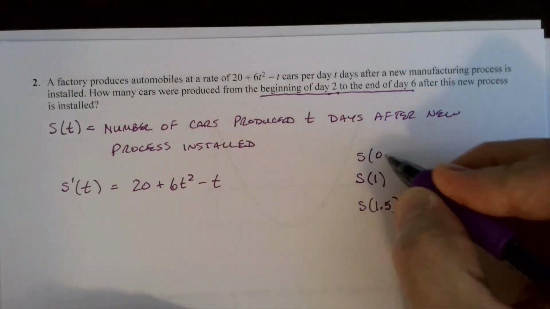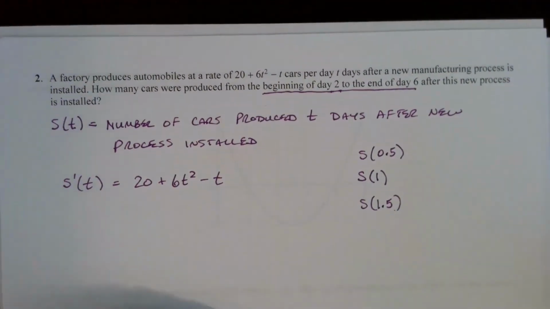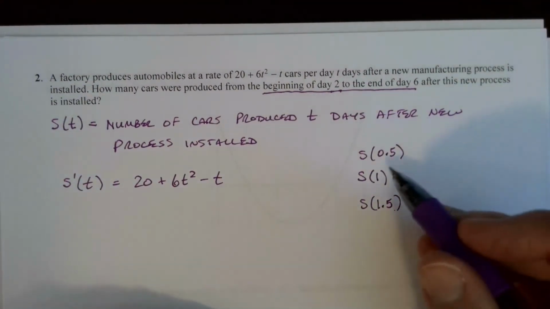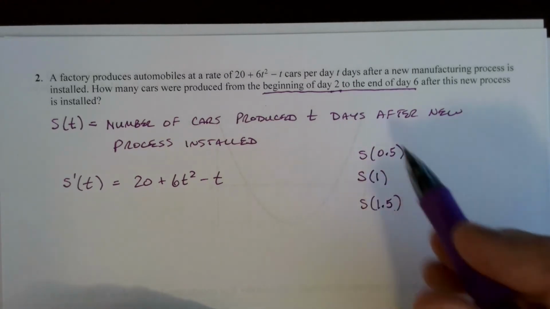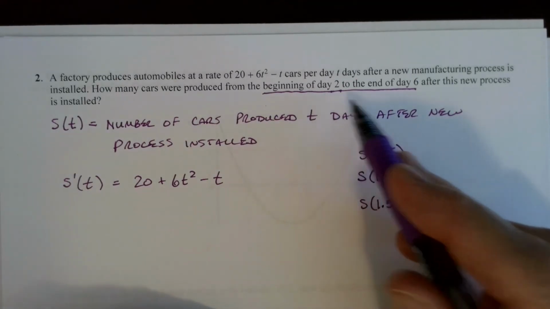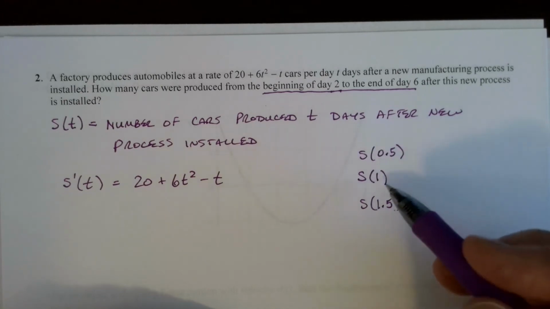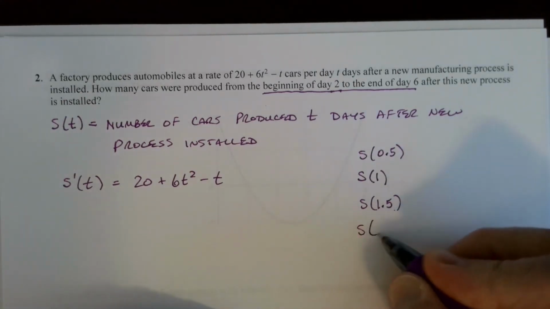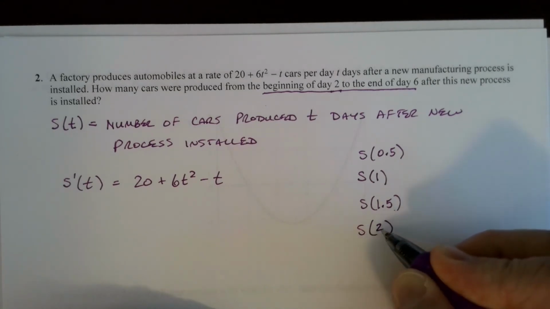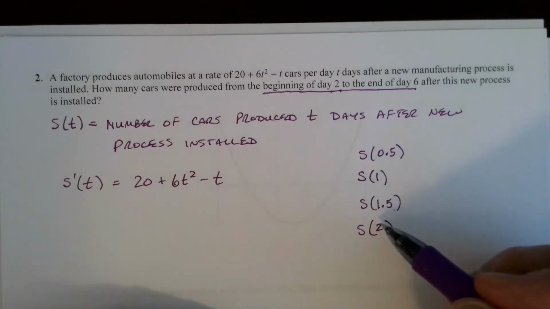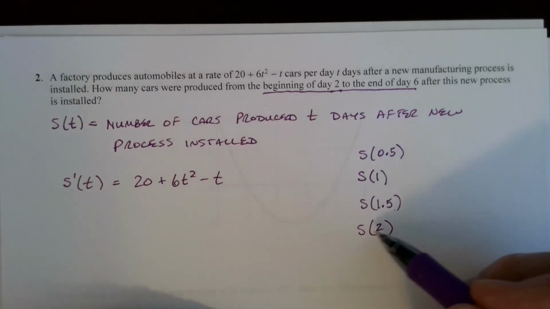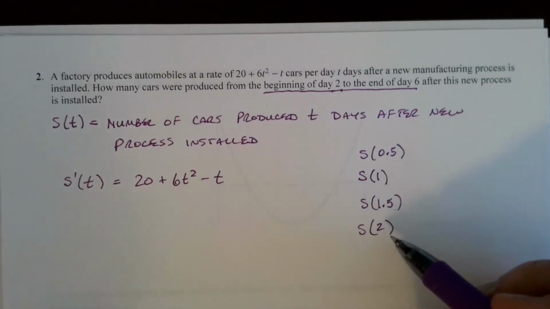So think about it this way. S of a half would be halfway through the first day. How many cars were produced halfway through the first day, roughly? So for the beginning of the second day, where do we need to start from? Do we need to start at S of 2, with t equal to 2 days? No, because with S of 2 we would be forgetting day 2. We would actually be starting with day 3, because S of 2 is everything produced up to day 2.